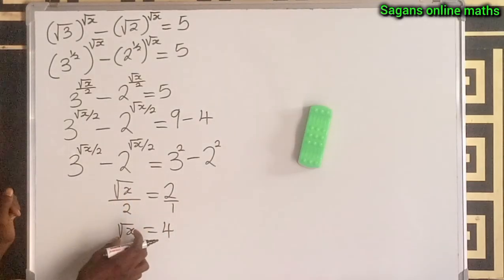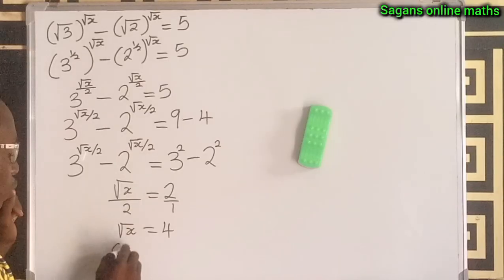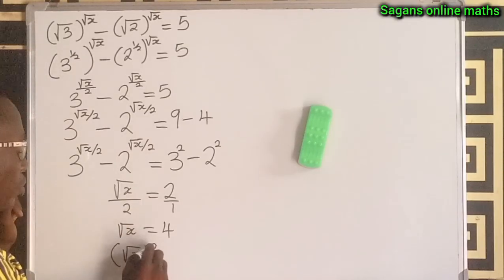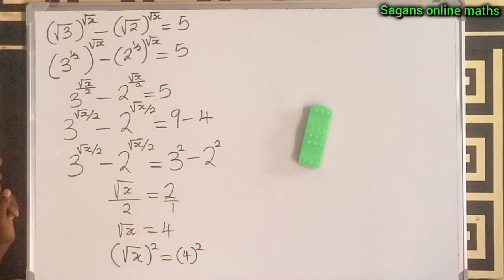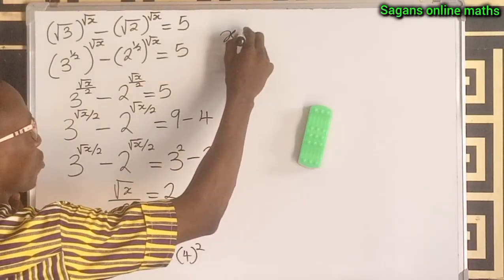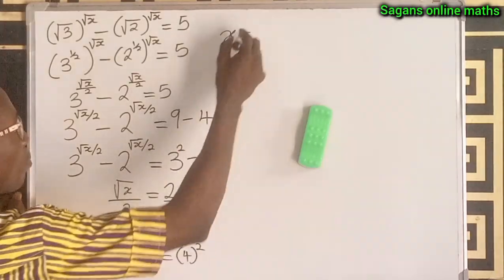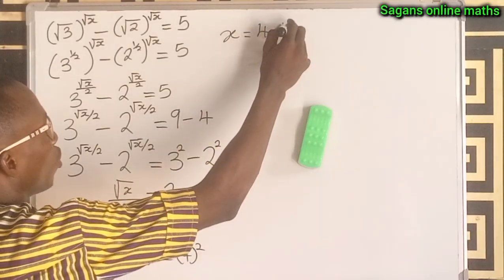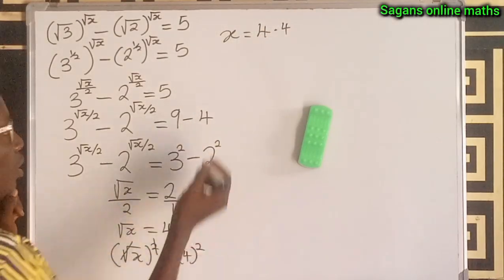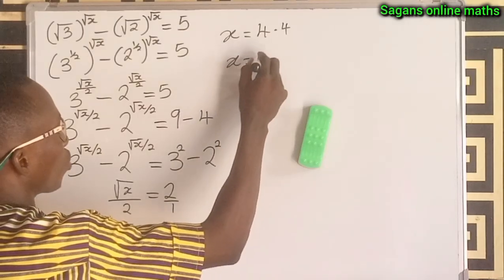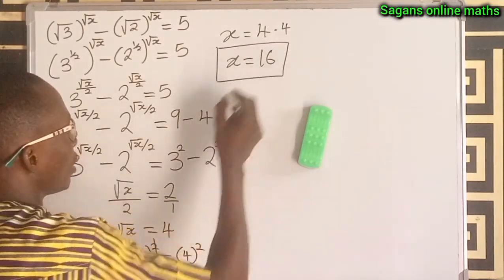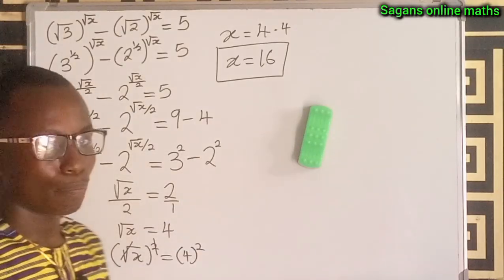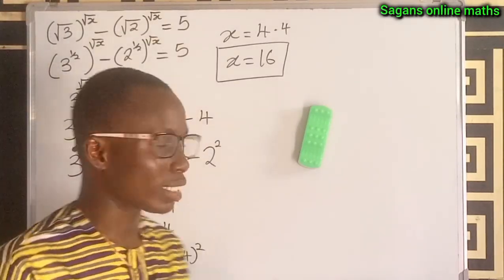Now our target is to find x. For us to find the value of x, we have to square both sides. If we square both sides, let's see what we are going to have. Square will cancel out square. We are left with x equals 4 to the power of 2, which simply means 4 times 4, and 4 times 4 is 16. So our x is equal to 16, and this is the only value of x that satisfies this equation. Now pay attention, this is case 1.